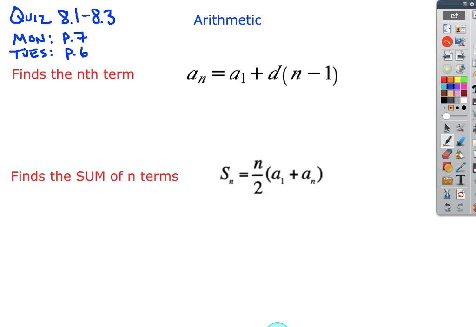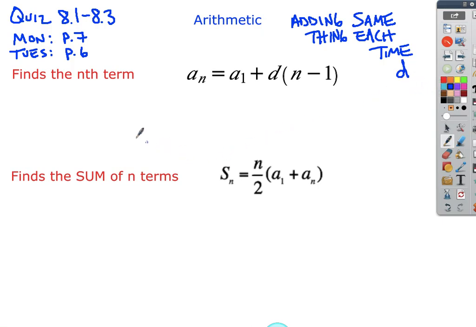So here are the two formulas you need if it's arithmetic. Remember, arithmetic means that you are adding or subtracting the same thing each time. And that thing that you're adding each time, that's called d, the common difference. So this first formula is what you're going to use if you want to find any specific term. So if I want the 10th term, plug in a 10. Or if I want the 100th term, plug in a 100.